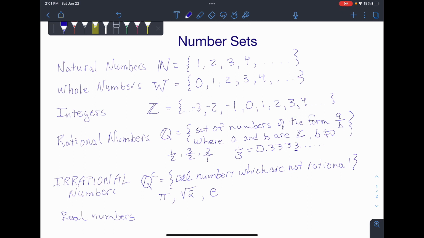Finally, we talk about one more set, and that's the real numbers. We denote it with this funny looking R. The real numbers consist of the previous two: all the rational numbers and all of the irrational numbers. So the real numbers contain everything that appears on this screen. All right, so this is just a quick review of our number sets.